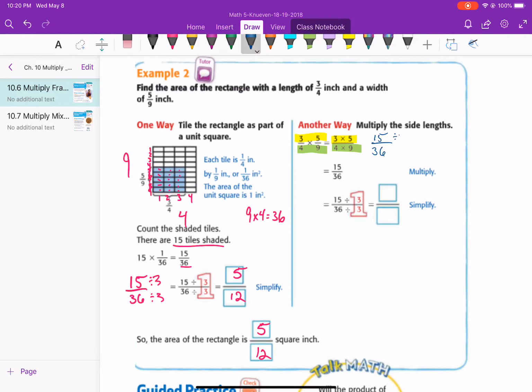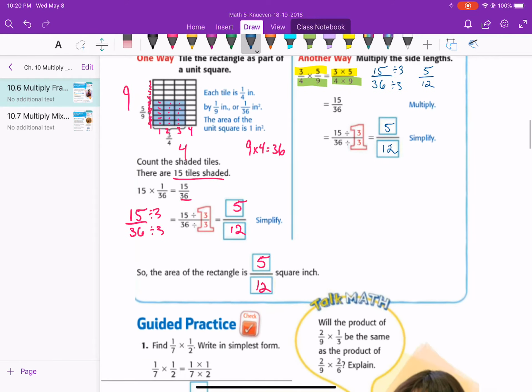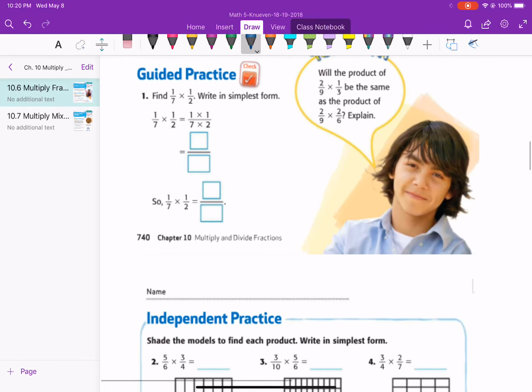I factor out a 3 from each. 15 divided by 3 is 5. 36 divided by 3 is 12. Simplify, and I get 5/12. It's up to you on which way you go. I like to just multiply it straight across. However, if drawing out your model of it helps you understand it a little bit better, more power to you.